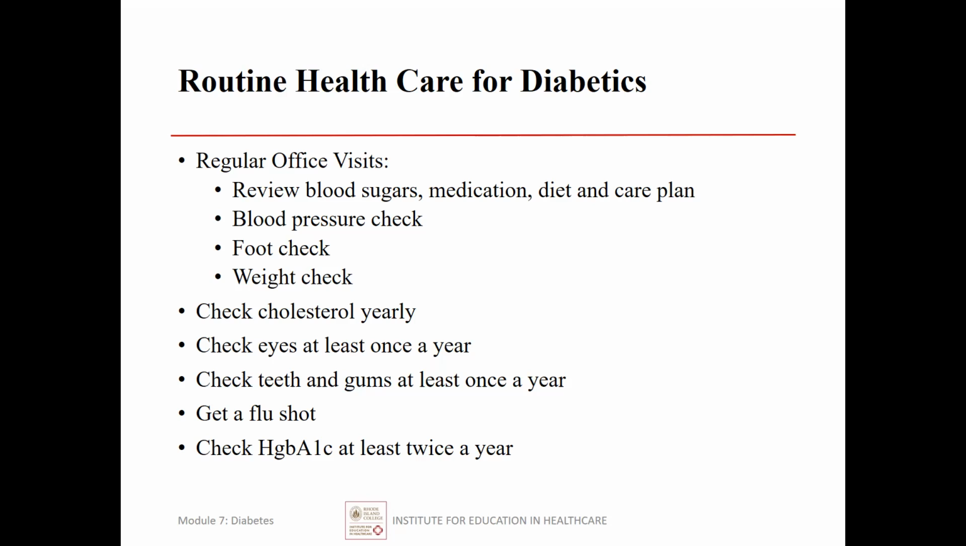Very important to get a flu shot because diabetics who get the flu can get much sicker from it. And to have a hemoglobin A1C checked at least twice a year. And the hemoglobin A1C is an average of the blood glucose level over the past 3 months. So it's a great snapshot of how well the diabetic's been controlling their blood glucoses over a 3-month period.